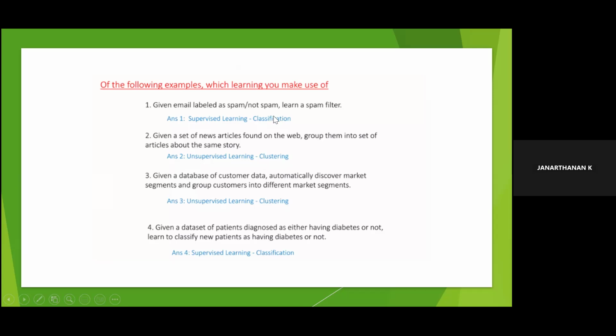Classification is different, clustering is different. Classification comes when it is supervised. You already taught the machine this is a patient with diabetes or not. Clustering is where it's going to group them. The third one, given a database of customer data, automatically discover market segments and group customers into different market segments. Here also I have not labeled it, so it's going to do unsupervised clustering. The fourth one is patients diagnosed as either having diabetes or not. I've already labeled as diabetes or not, so it is a supervised approach, and it comes under classification.